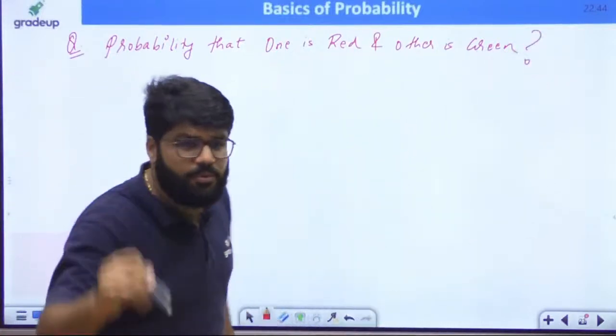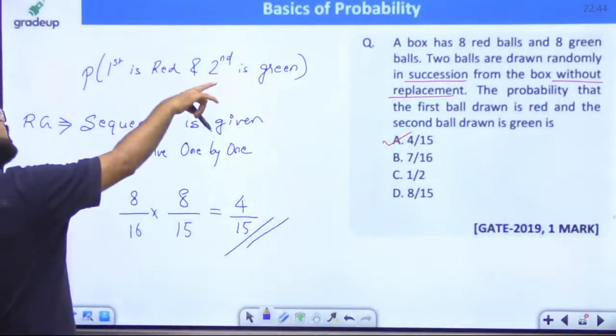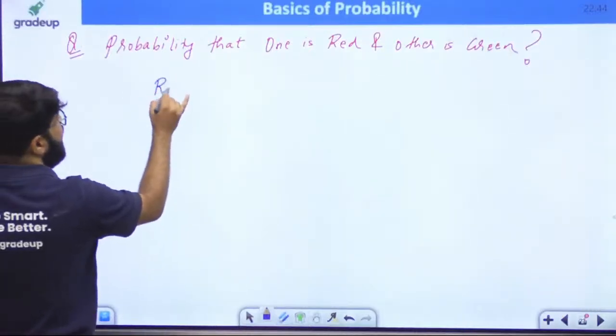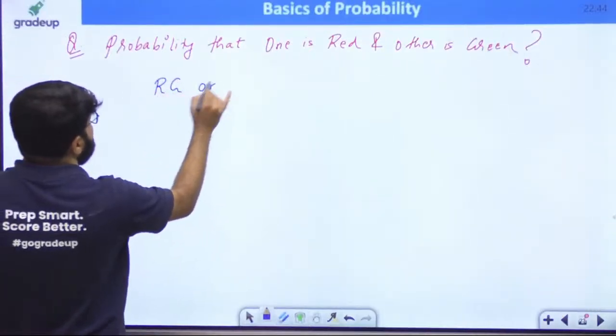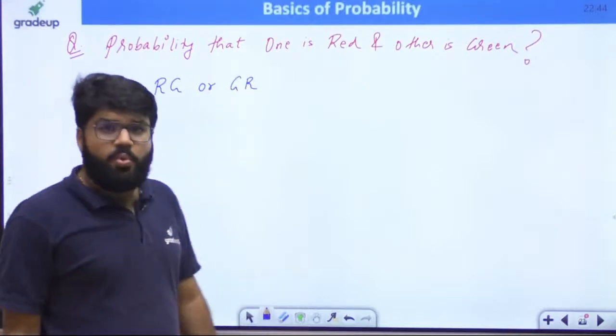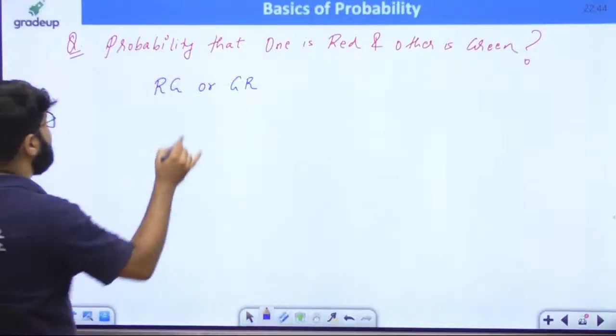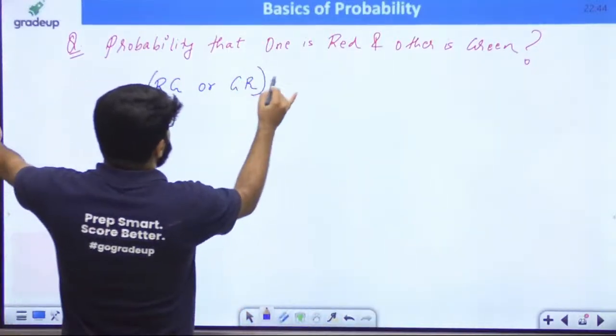Now, here I have not mentioned sequence. The first question said sequence, but here it is one red and one green. Which one is red? It could be first red, second green, or first green and second red. One of them should be red, one of them should be green. So it is RG or GR. We want the probability of this event.